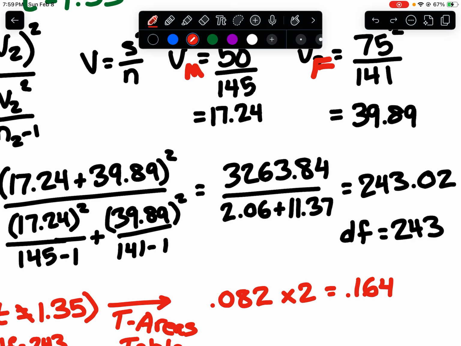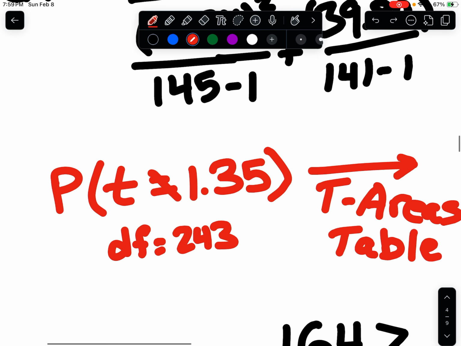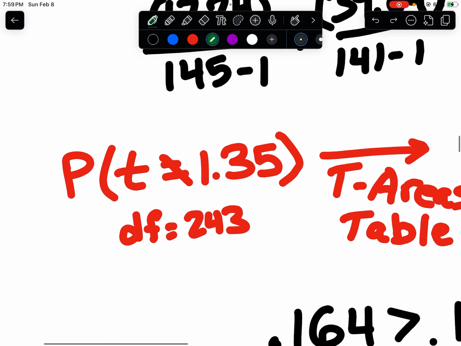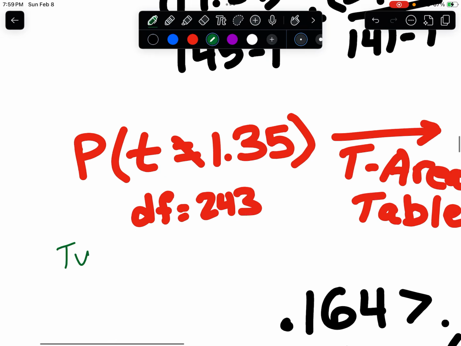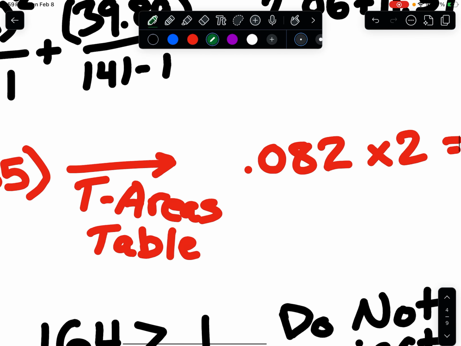And so now that we have a T value, that 1.35, and now that we have the degrees of freedom, 243, now we can go to that T table. We're basically trying to ask the probability that T is not equal to 1.35. And a reminder here that when it was not equal to, this is a two-tail test. So ultimately we're going to have to multiply by 2 at some point here. And we do that after we go to our T table.